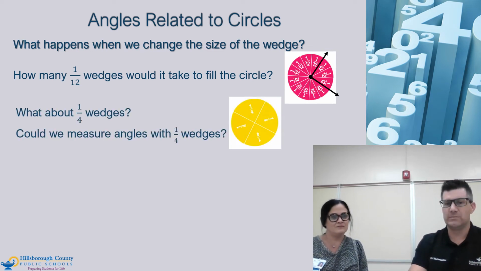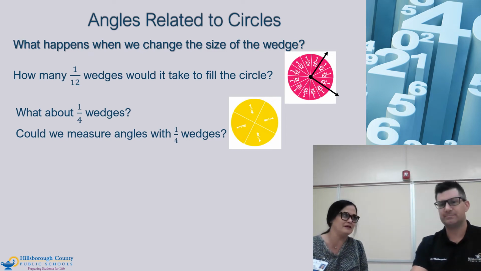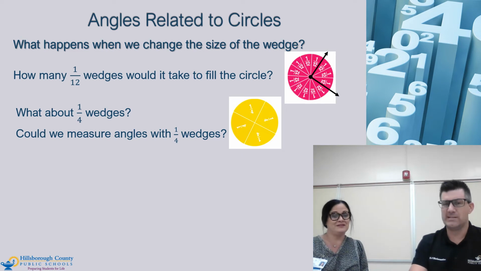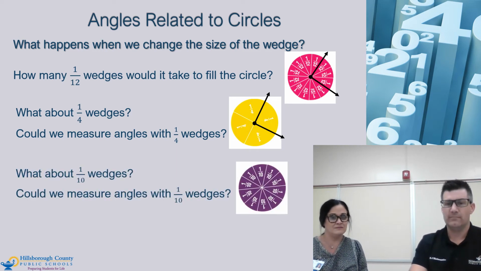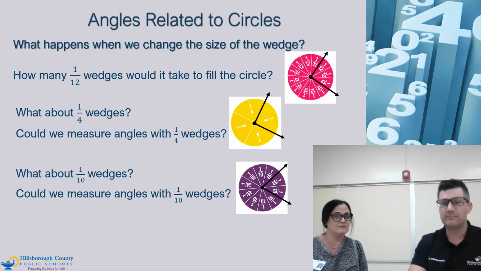But we don't have to use 1/12 wedges. What if we used a 1/4 wedge? It definitely would be a larger wedge, less wedges. We probably can't measure as many angles, and we definitely can't measure them very accurately. We could find a right angle, right? Maybe a straight, but that's about it. So if we had a smaller angle, that 1/4 isn't going to really help us. Even with the 1/10, that might be another wedge that we could use. Students can experiment with using these different size wedges and noticing which ones are more helpful for measuring certain angles.